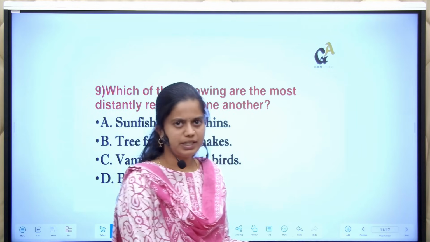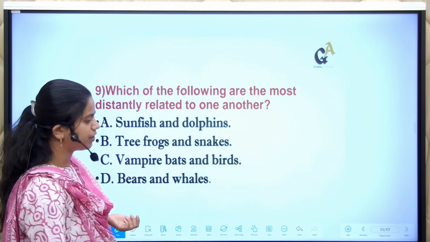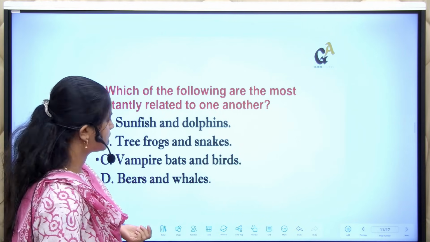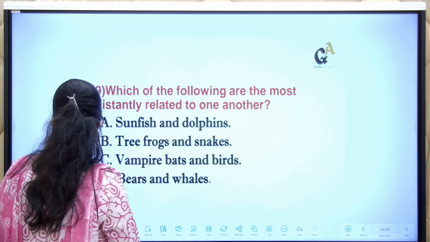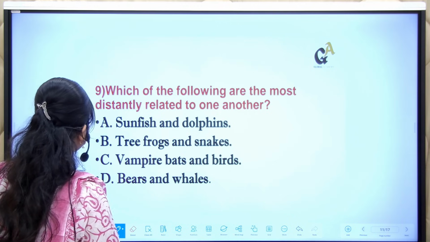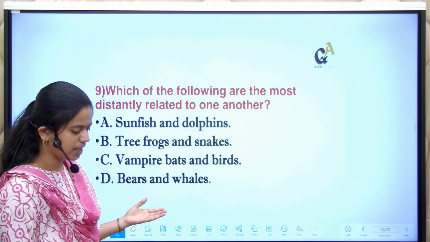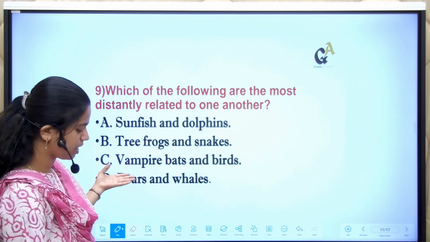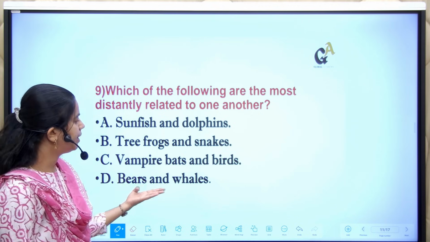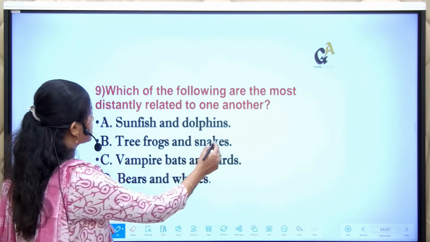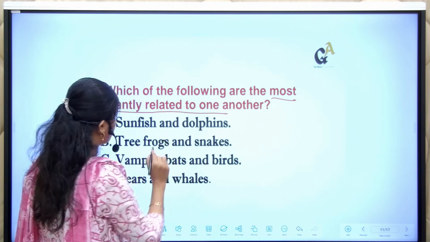These are all some of the direct questions which you can answer easily. So, which of the following are most distantly related to one another? See, option A, sunfish and dolphins. Option B, tree frogs and snakes. Option C, vampire bat as well as birds. Option D, bears and whales. What they are asking is, which are most distantly related to one another.